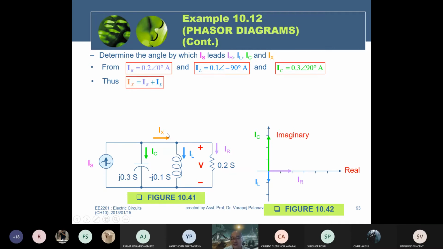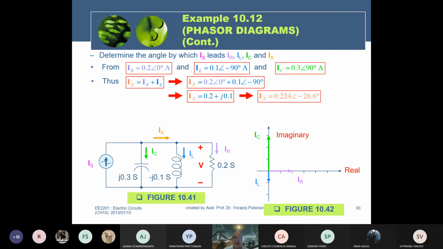IX equals IR plus IL. Adding them, I don't show you the step to compute them. You know that if it's in polar form, you must convert them into rectangular form first, and you will add or subtract them after that.